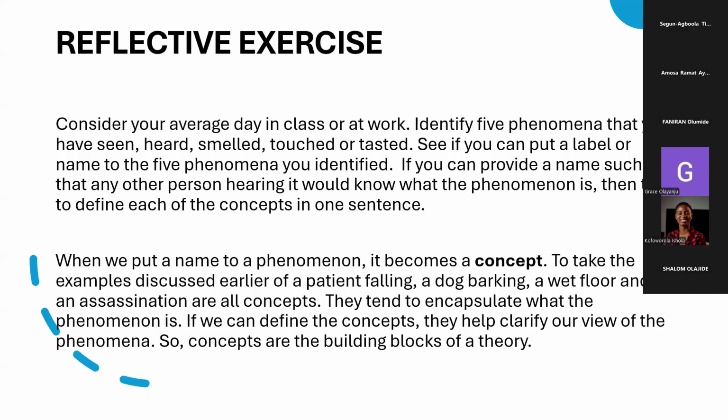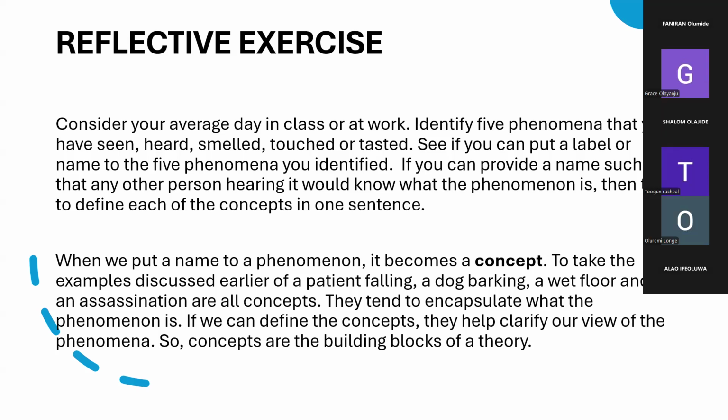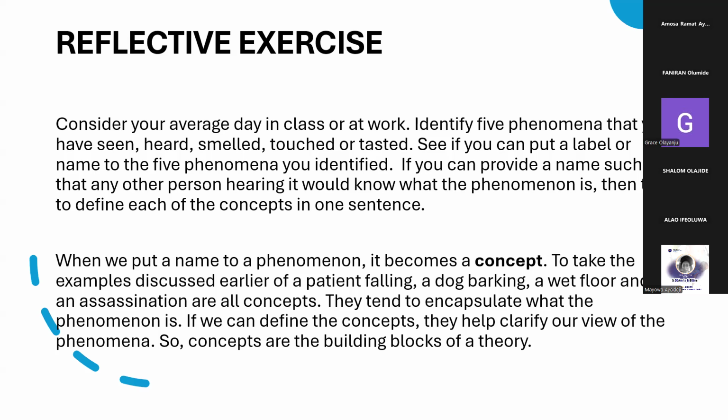By the time you give it a name, or you give it a label, it becomes what? A concept. For example, a patient walking and suddenly the patient is on the floor. That is a phenomenon I observed. The patient was walking now and suddenly the patient is on the floor screaming. That's the phenomenon. But what name can you give to that phenomenon?